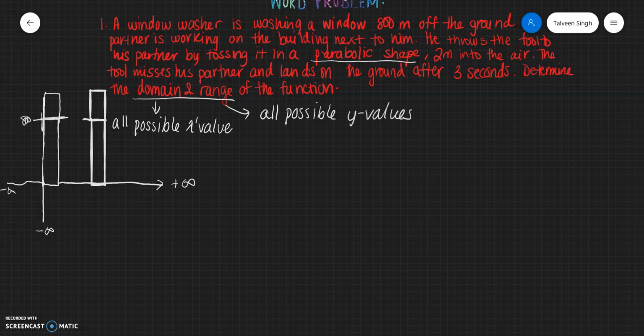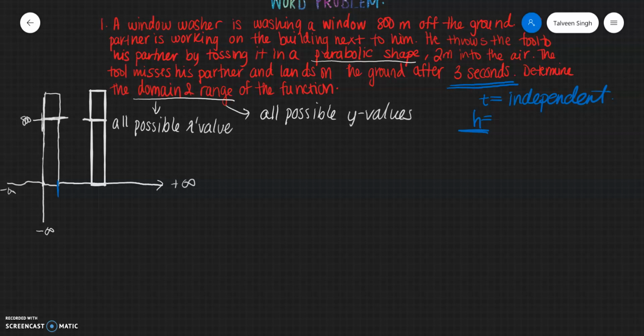So we know that he tosses it from here, right? Tosses it from here. In this function, we're measuring it in terms of time, because we know after 3 seconds, it's going to be time. And we know that we're measuring the height of the tool, right? Because we're starting off at 800 meters. So time is going to be the independent variable. Why is that? Because time is always the independent variable.